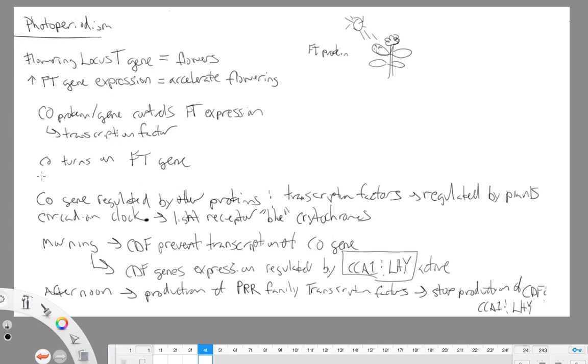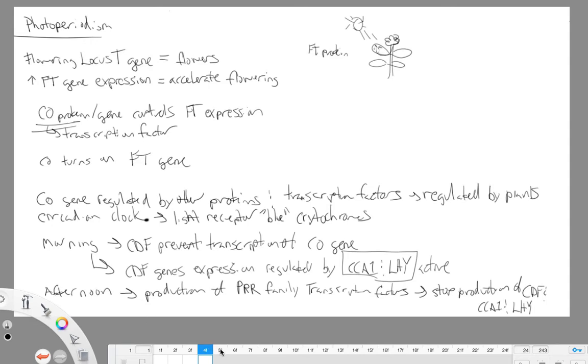Okay, so in the morning, these things are preventing the transcription of this CO gene. It's preventing the production of this CO protein transcription factor. But in the afternoon, the production of different transcription factors stop the production of the CDF genes, as well as the CCA1 and LHY. So it shuts this stuff all off, and as a result, we can start to have a buildup of our CO protein in the afternoon. So that's a good thing. That's going to start leading potentially to flowering.